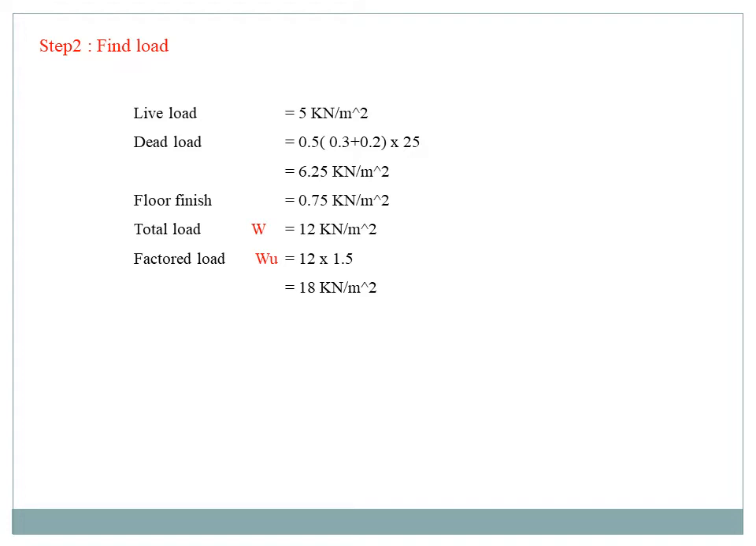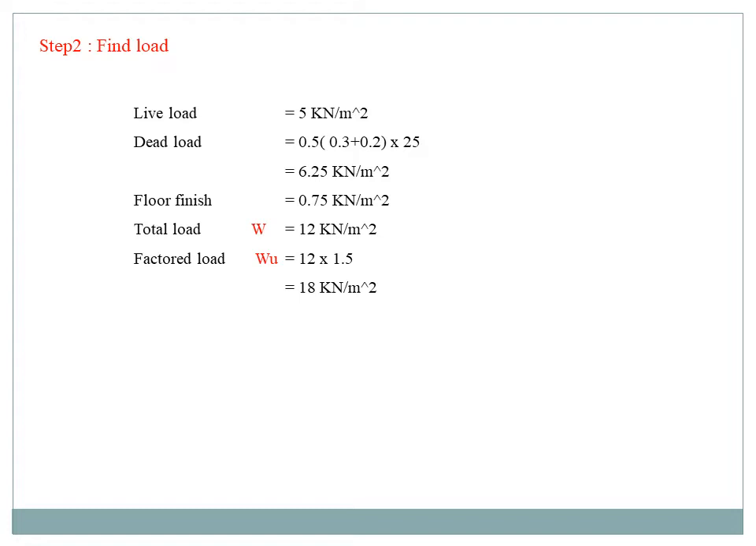This is the condition for finding the dead load, because half of the distance will be taken and multiplied by the unit weight of concrete. So half, 1 by 2, is equal to 0.5. Then 0.3 is the thickness of slab at the drop portion. Then 0.2 is the thickness of slab at the middle strip portion. Into unit weight of concrete, we know that 25 kilonewton per meter cube. So finally the dead load is equal to 6.25 kilonewton per meter square.